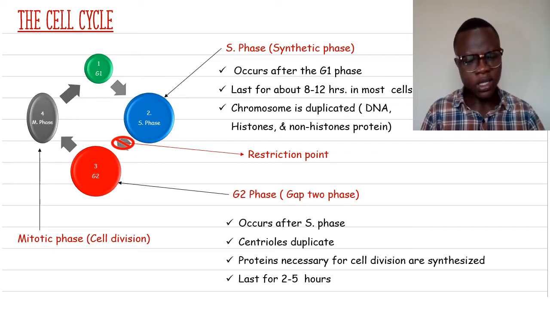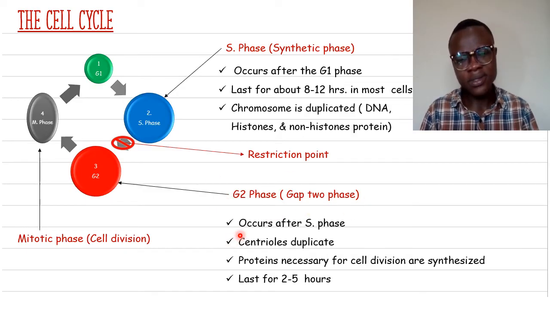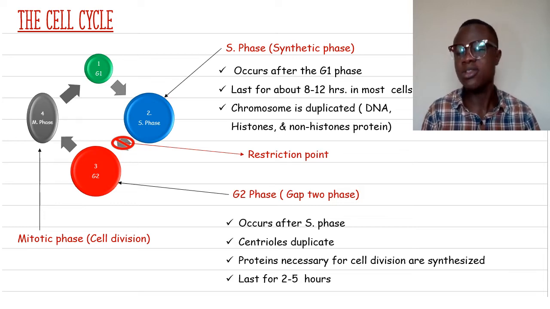Now let's look at the G2 phase. This occurs after the S phase, and it involves the formation of the centrioles and the proteins that are necessary for cell division, and it lasts about 2 to 5 hours, very short. Those are the basic things that occur in the G2 phase. Leaving the G2 phase to the mitotic phase, there is also a registration point wherein everything needs to be intact before the cell can divide.